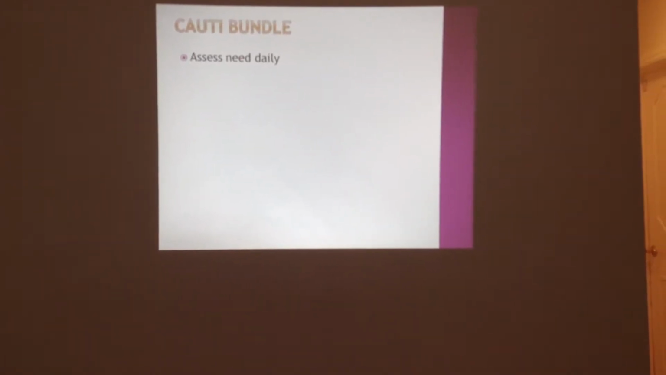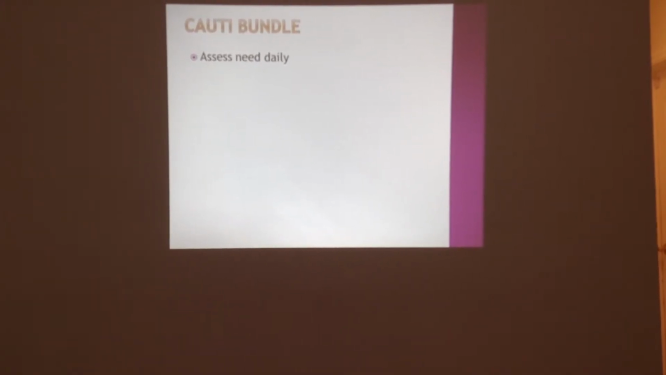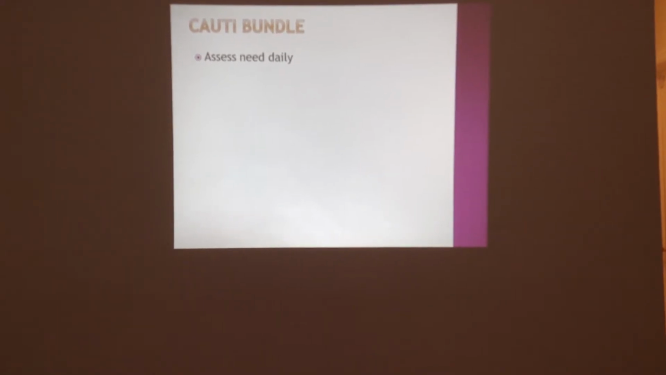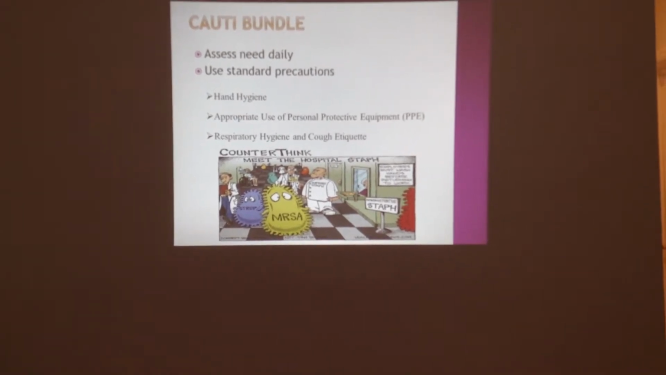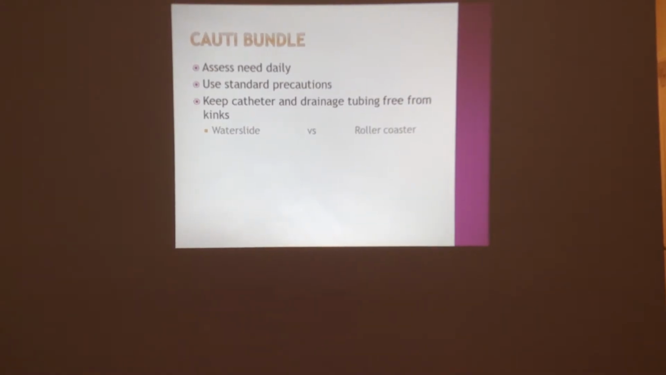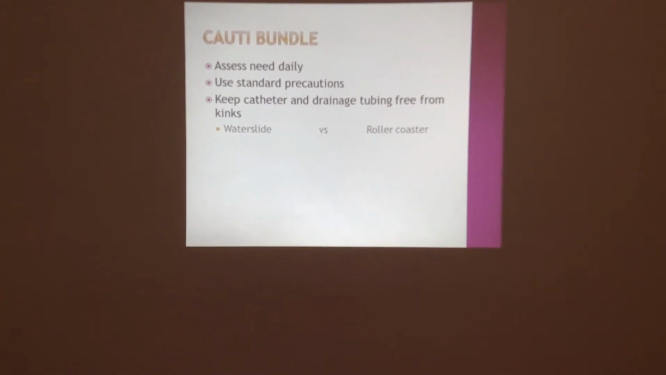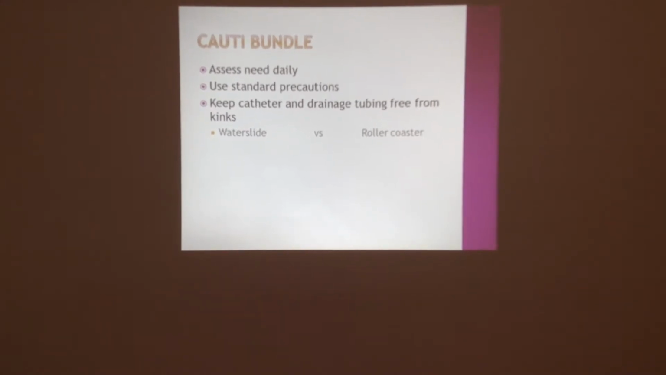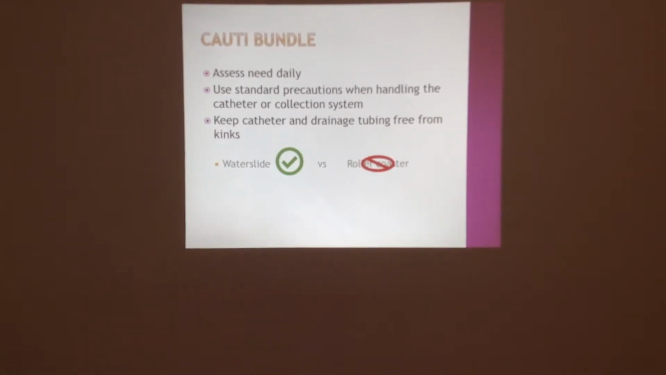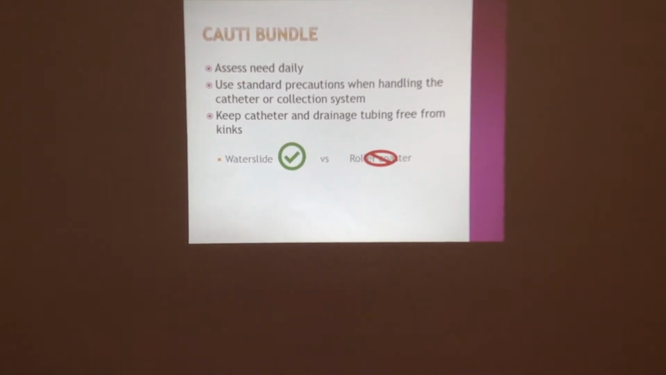Likewise, we have a CAUTI bundle, and again, be very familiar with the term bundle. It includes all of the same techniques that you would use to prevent a CAUTI and maybe even more. So again, we're going to assess the need daily. We're going to use some standard precautions, which include hand hygiene. You want to keep that catheter and the drainage tubing free from kinks, which can increase the risk. So with that being said, do you want a water slide or do you want a roller coaster? Absolutely, you want to go for the water slide. A roller coaster will create a situation where the urine will be stagnant and increase the patient's risk for infection.